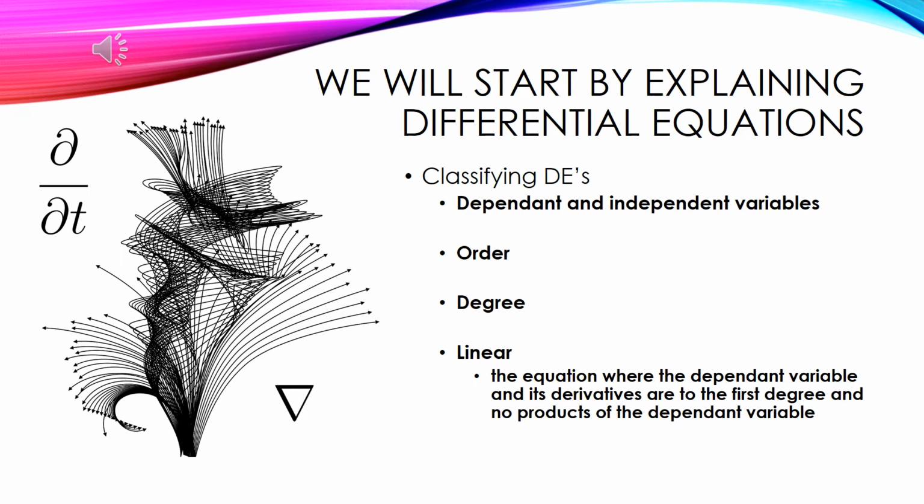Start by identifying the dependent and independent variables. The independent variable will be the denominator of the derivative. Next, classify order and degree. Order is the highest derivative term in the equation. Degree is the power to which the highest derivative is raised to.